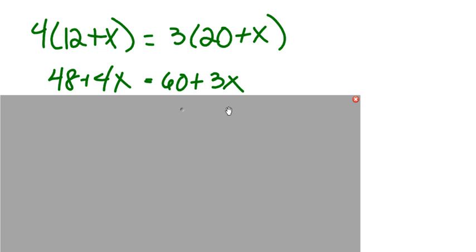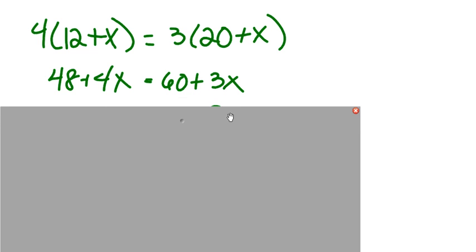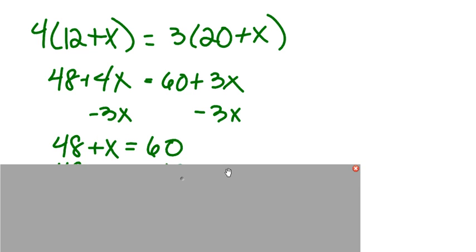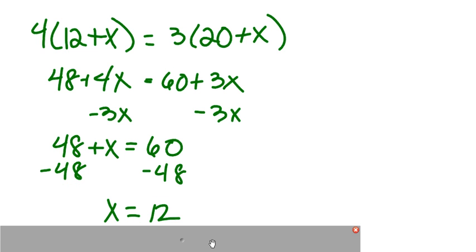And again, at this point, we want to combine our like terms to solve for x. That means putting the variables on one side and our constants on the other. We typically suggest starting with the lowest variable, so that would be 3x. Since we were adding 3x, we could subtract 3x from each side, which means we've got 48 plus x equals 60. Then we would subtract 48 from each side, which means x equals 12.